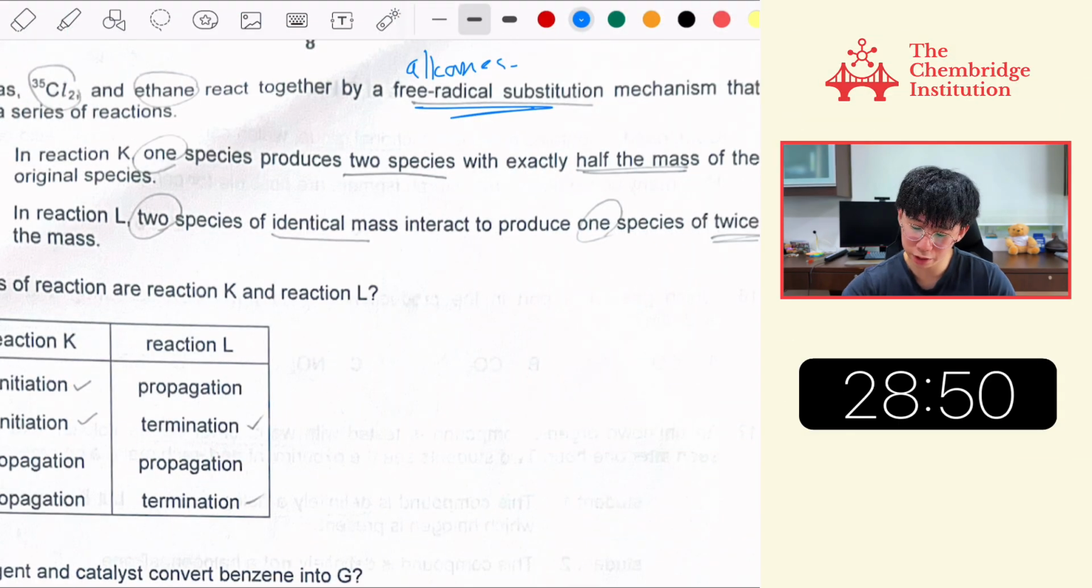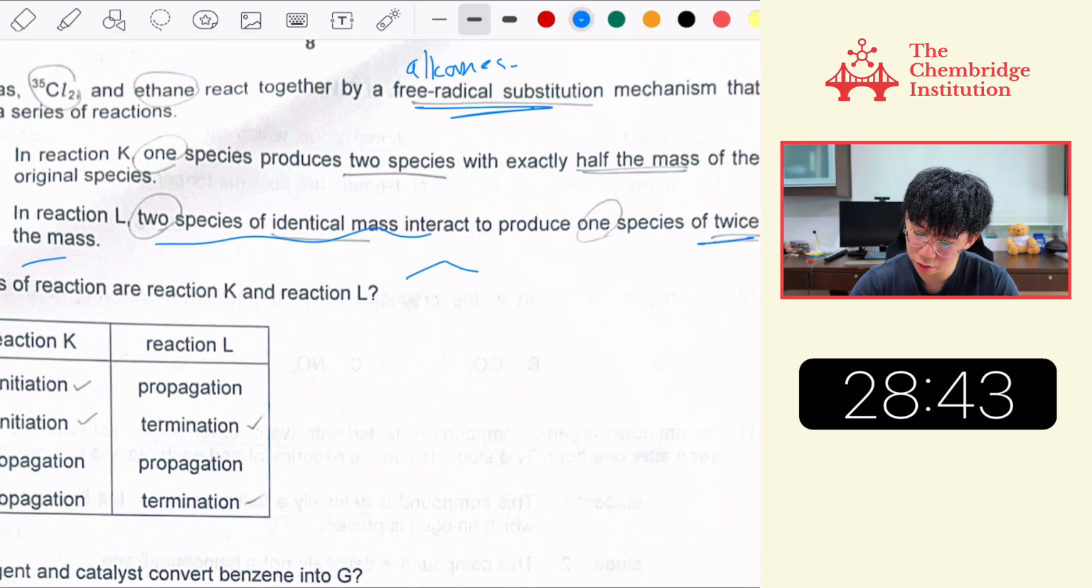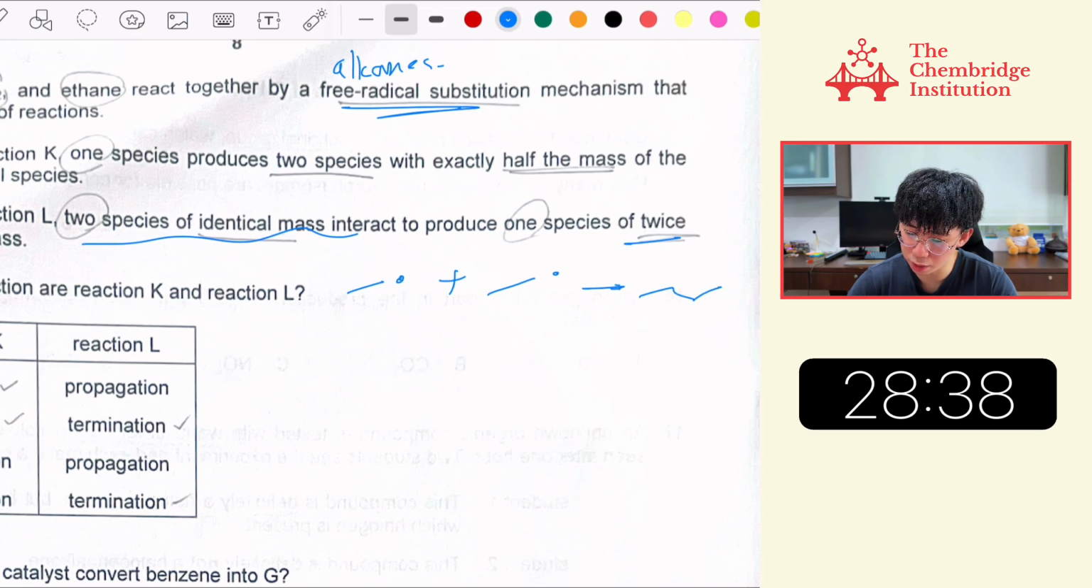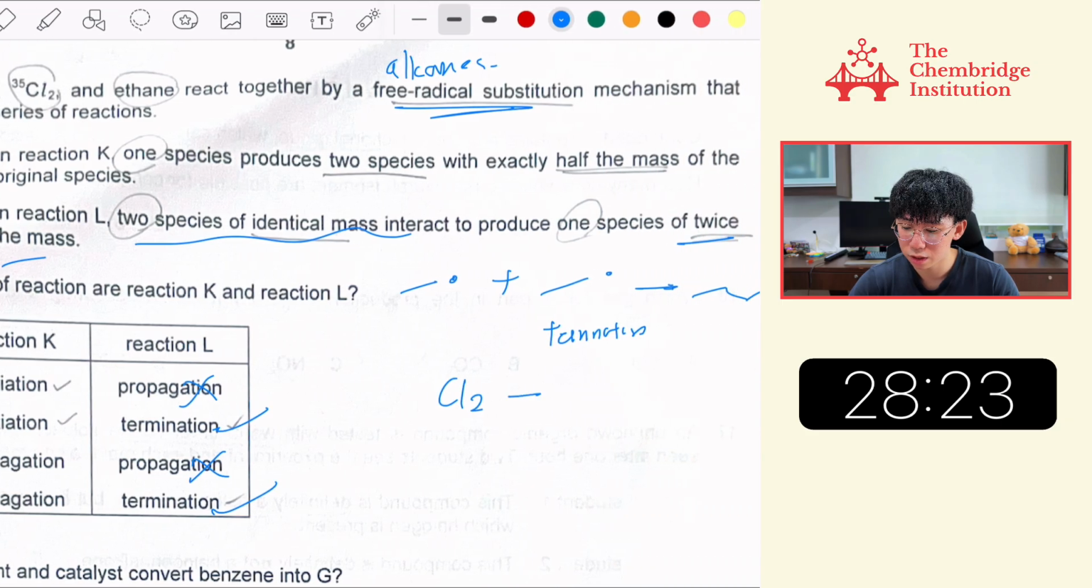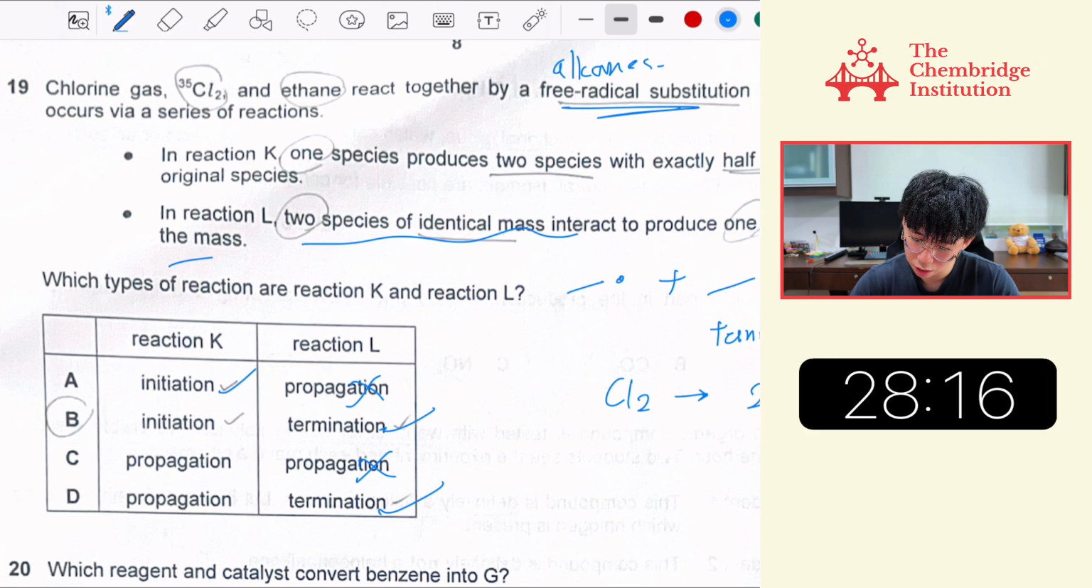Oh, and then it's just initiation, propagation, termination. Yeah, if I'm thinking of two species of identical mass, and then it produces one that's twice the mass, I'm thinking of something like this. So this is probably a termination reaction. So definitely L is termination. So I'll cross these two out. And then it's between initiation and propagation. If one species produces two species but with half the mass, then I'm thinking about this, right? They just split like this, and then it's exactly half the mass. So this seems like initiation. So I'll pick B.